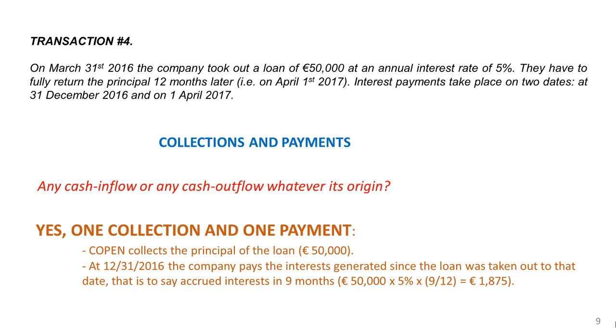When Copen borrows on March 31st, 2016, they collect the principal of the loan, 50,000 euros. And on December 31st, 2016, the company pays the interest accrued until that date. That's to say, Copen pays the interest that they incurred the obligation to pay until that point in time. Since the annual interest rate is 5% and Copen borrowed after January 1st, we should calculate the share of interest generated between March 31st and December 31st. That's to say, 9 months.